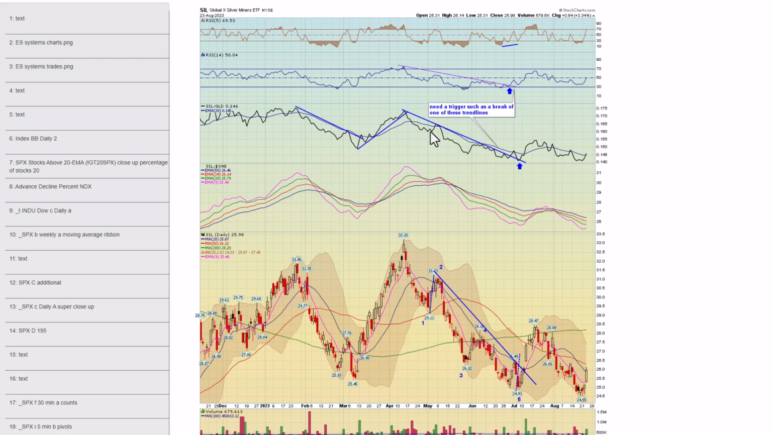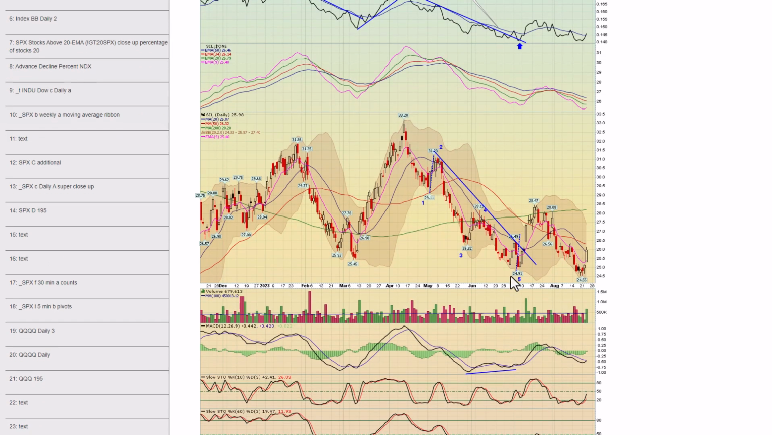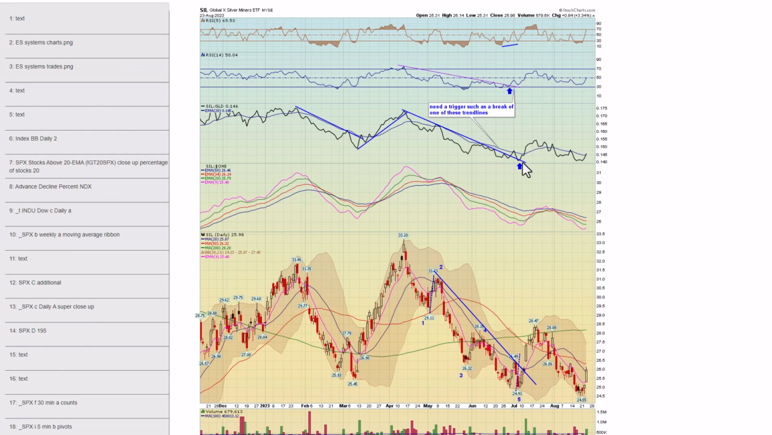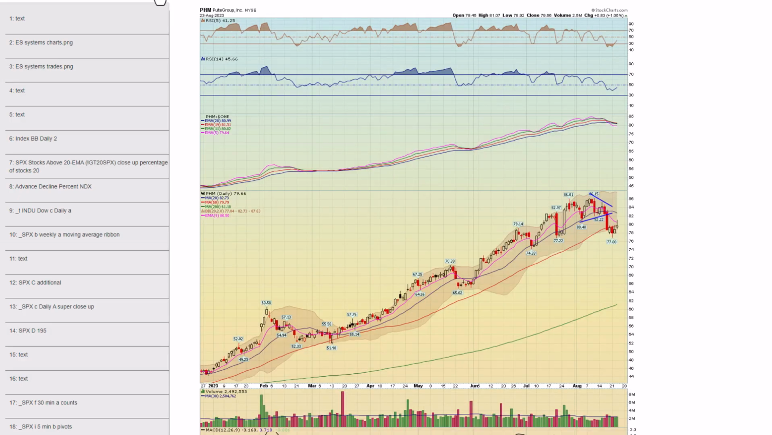Next, Chart 79, SIL, that's the silver miners. Basically a double bottom bounce as well. So nice move there, guys. And let's move on. Look at some trade ideas, follow up on those.